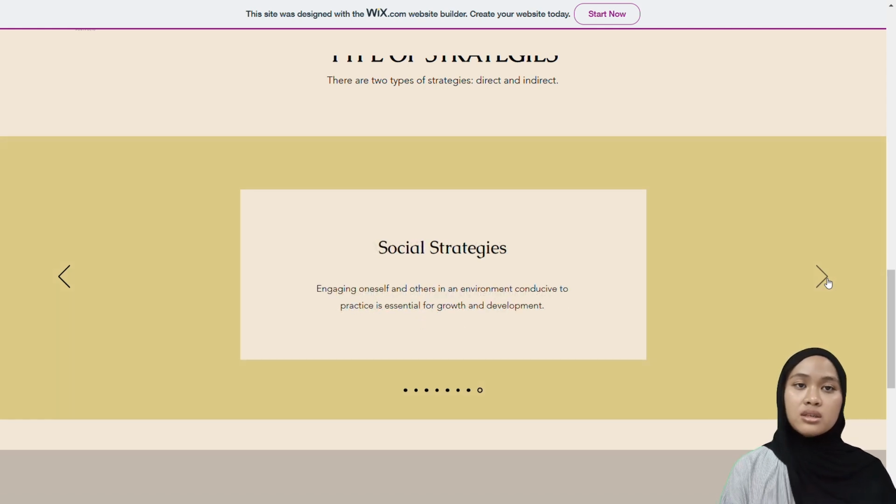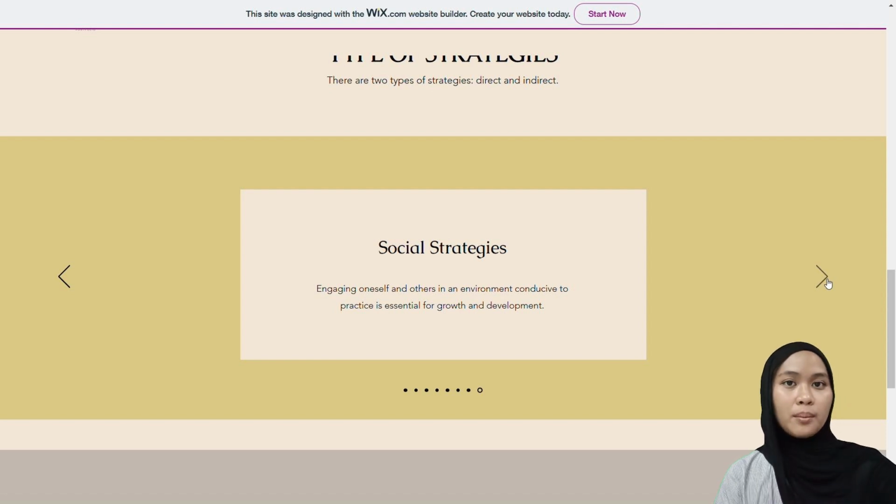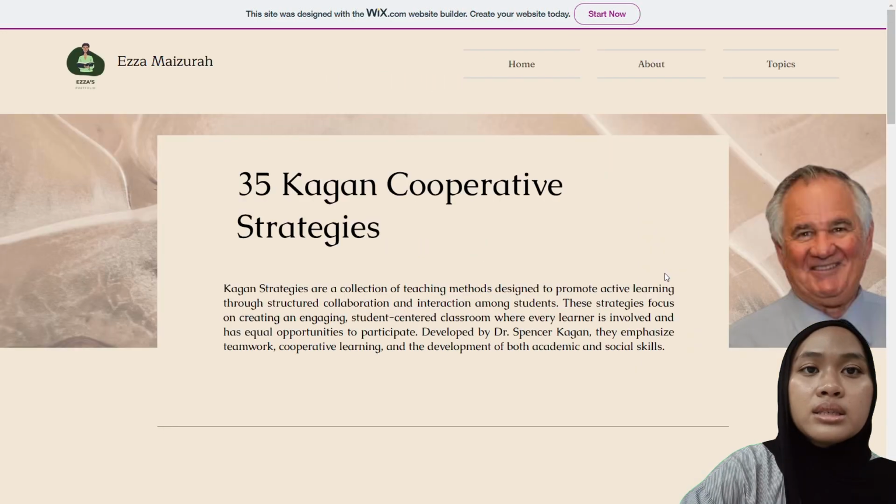Next, affective strategies, which focus on managing emotion and maintaining a positive attitude toward learning. These strategies address emotional needs, such as building confidence, reducing anxiety, and staying motivated. And the last one, we have social strategies, which means engaging oneself and others in an environment conducive to practice, essential for growth and development, such as cooperating with peers and seeking clarification. They will engage and be exposed to an environment where practice is possible that can increase interaction with the targeted language.